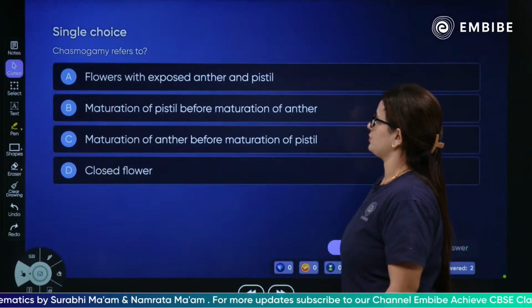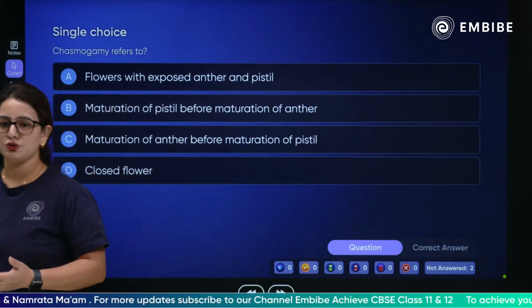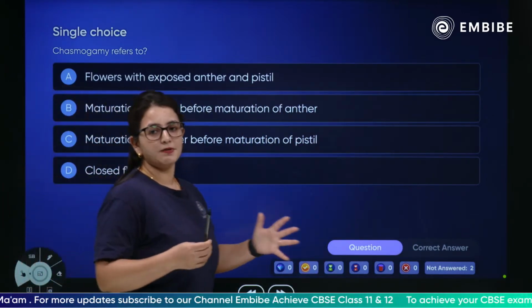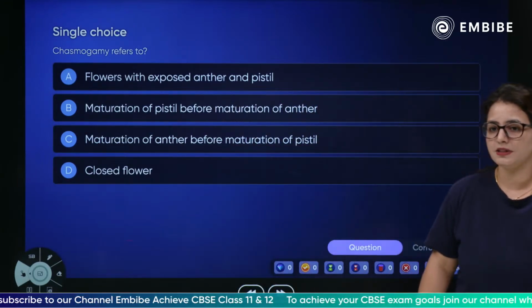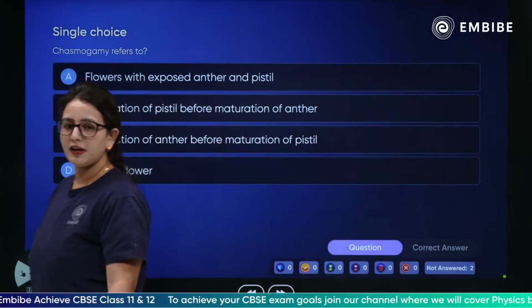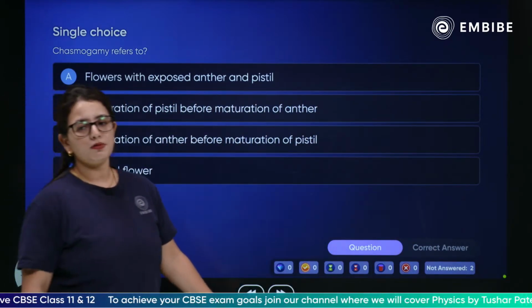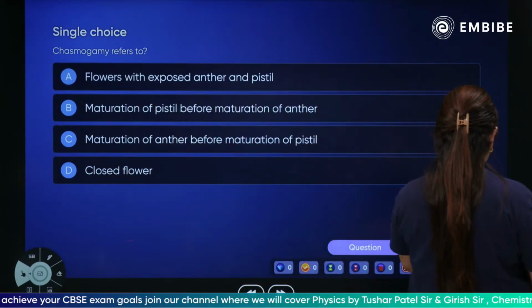Next question. Chasmogamy. What does it refer to? We have already discussed this in the previous session. Chasmogamous flowers. So what is chasmogamy? Flowers with exposed anther and pistil, maturation of pistil before maturation of anther, or maturation of anther before maturation of pistil. Closed flowers.